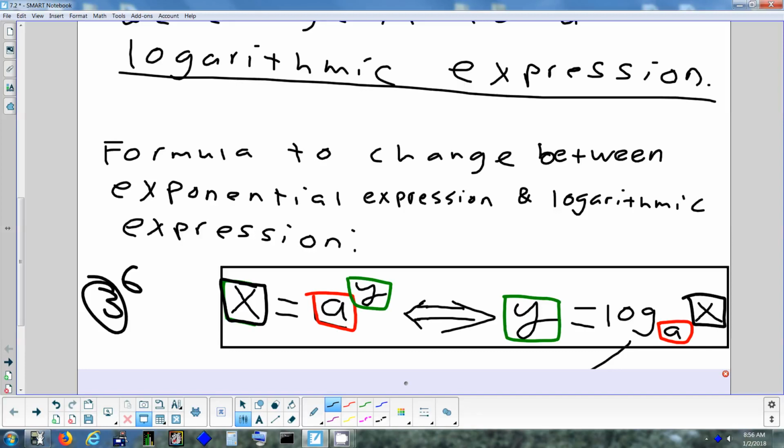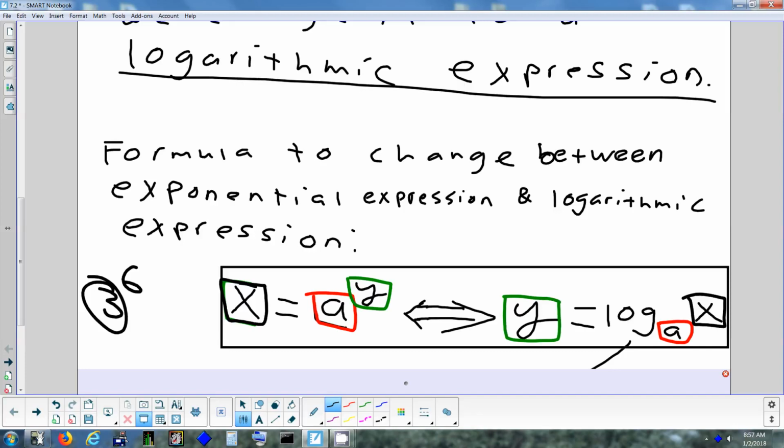Well, when you rewrite it, a was the base on the left. This a is a little bit lower than the word log. That's called the base of the log. So the base on the left becomes the base on the log. Okay? It's written a little bit lower than the word log.